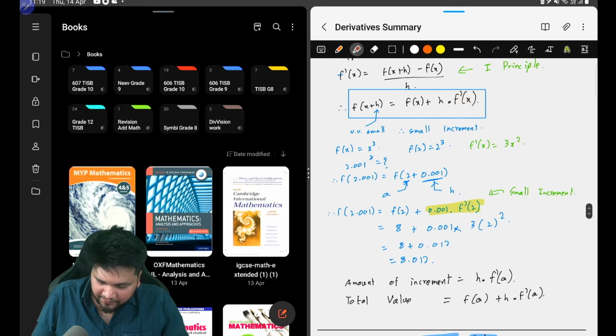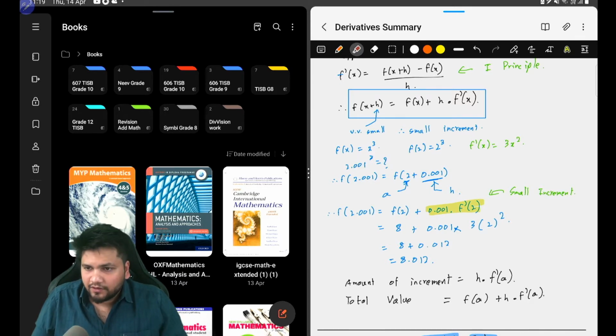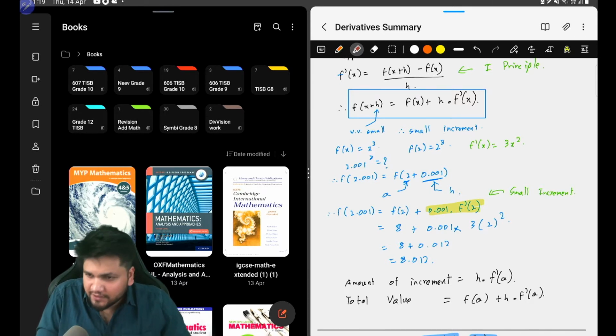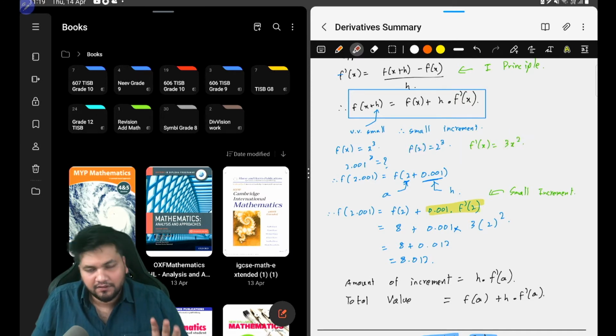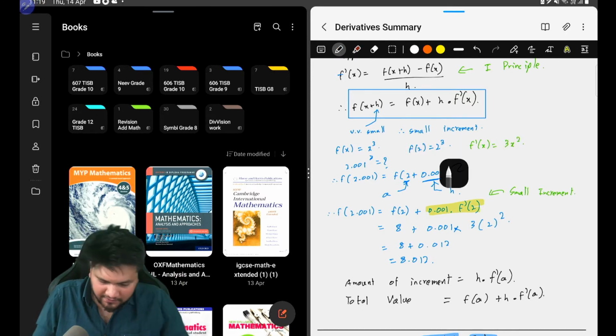Like, see, if I want to find 2.001 to the power of 3, okay, so as you can see 0.001 is a very small quantity. So this can be written as, so I'll consider f of x as x cube, so f of 2 is 2 cube, and f dash of x is 3x square. These three things we need to understand, okay?